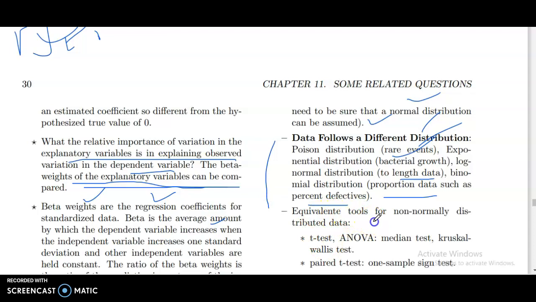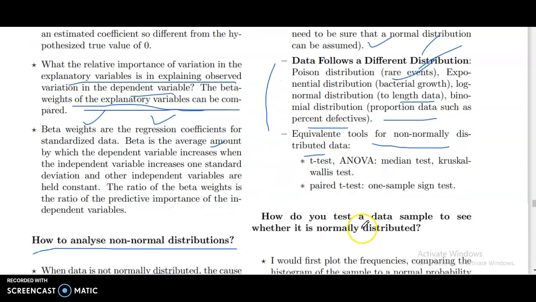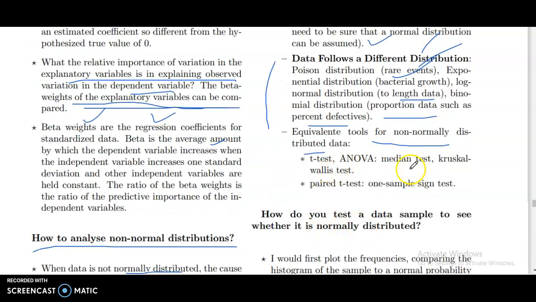Equivalent tools for non-normally distributed data. For the t-test, ANOVA: median test, Kruskal-Wallis test. For the paired t-test: one sample sign test.